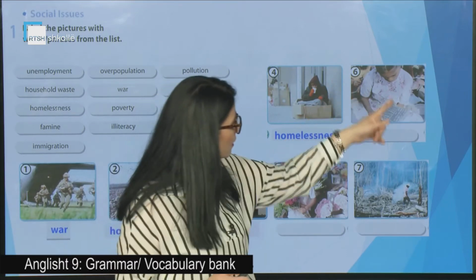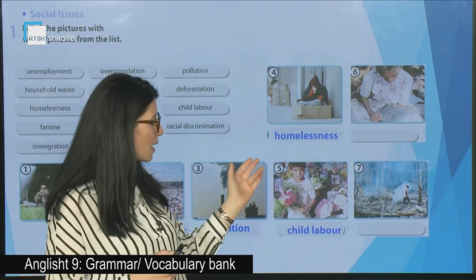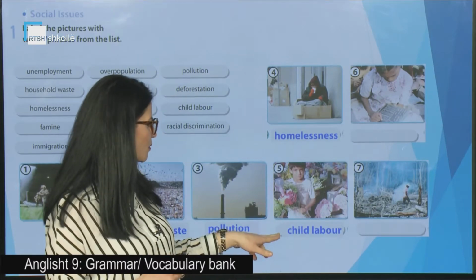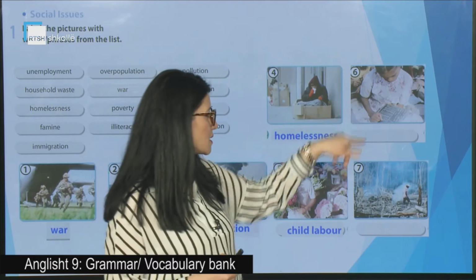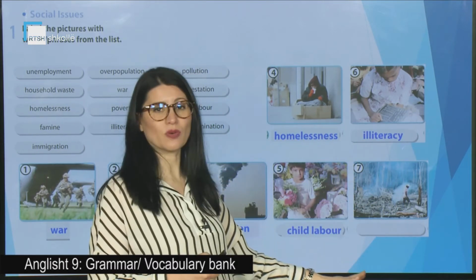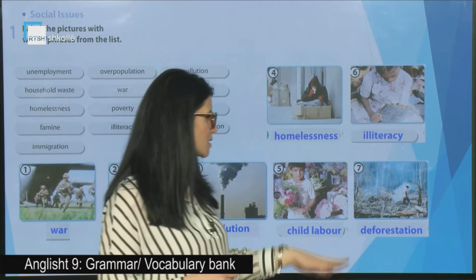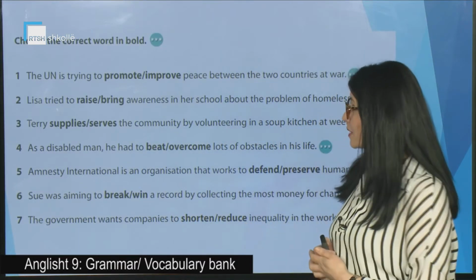Have a look at here. This person is facing some difficulty in reading maybe. And first we have number 5, sorry, it is child labor. Then it is illiteracy. And the last one, have a look. The forest is in fire, so it is deforestation. Now we have another exercise.